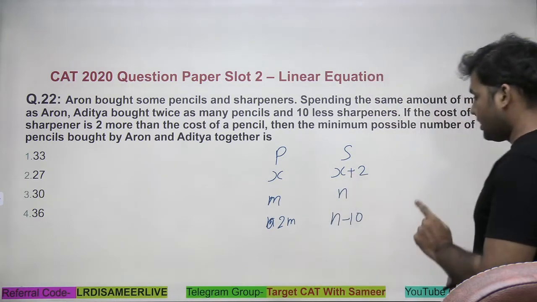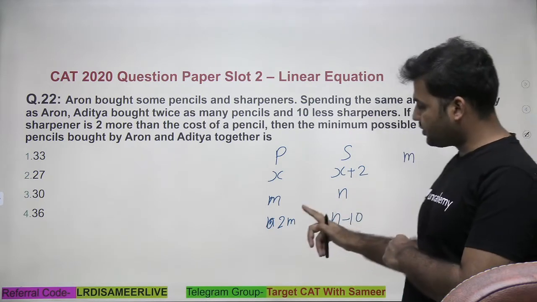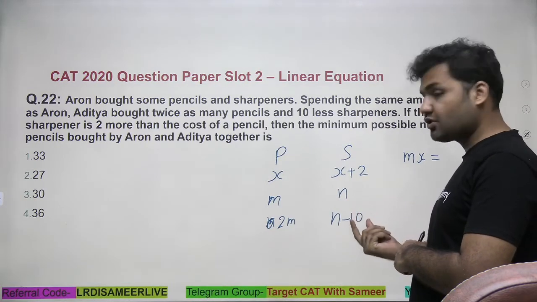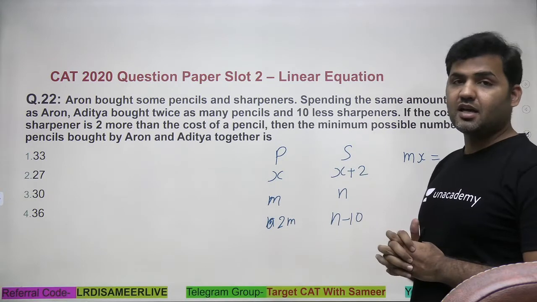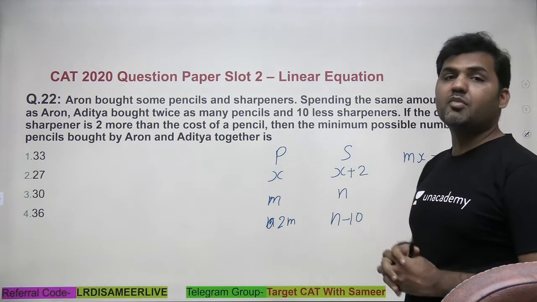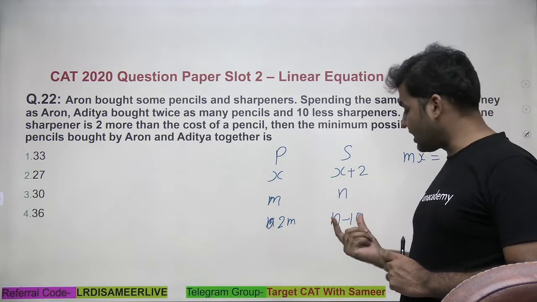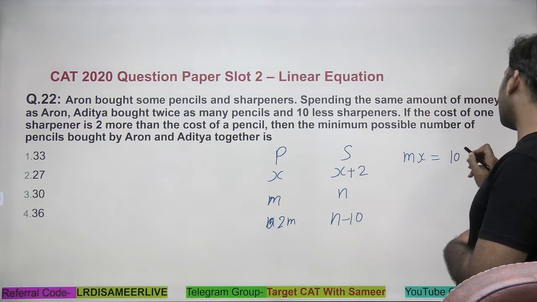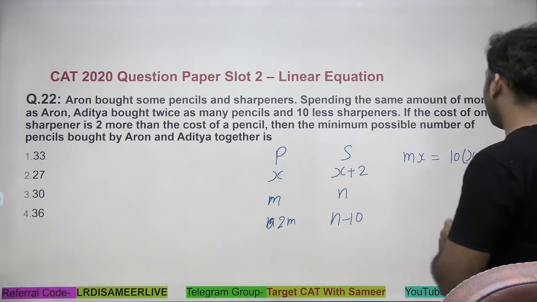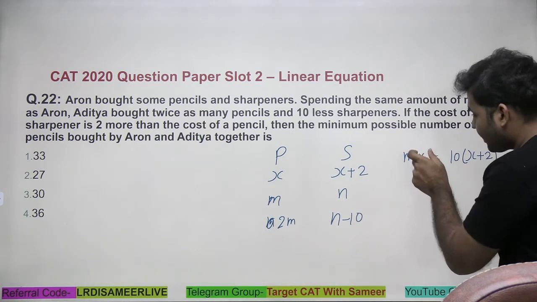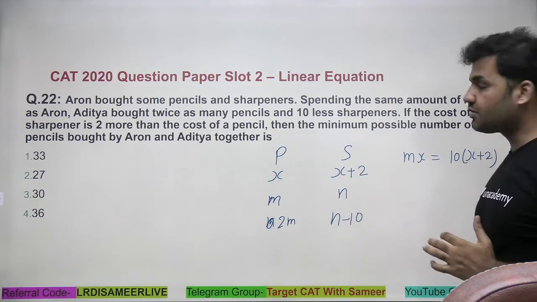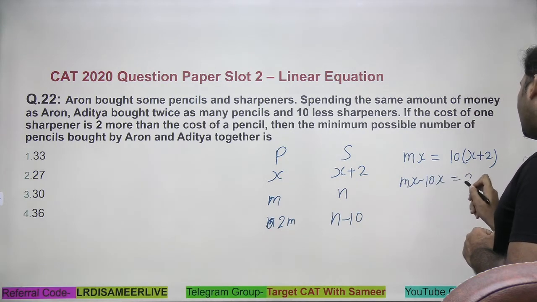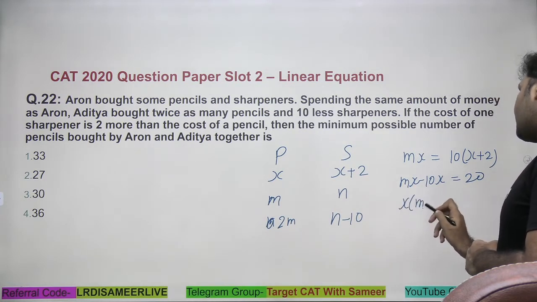So can I say the cost of M pencils, which is M into X, will be the same as the cost of 10 sharpeners, because the extra M pencils that Aditya is buying are because he's decreasing the number of sharpeners by 10. The cost of 10 sharpeners would be 10 into X plus 2. Now if I solve this, you see that MX minus 10X will be equal to 20. Now X into M minus 10 is equal to 20.